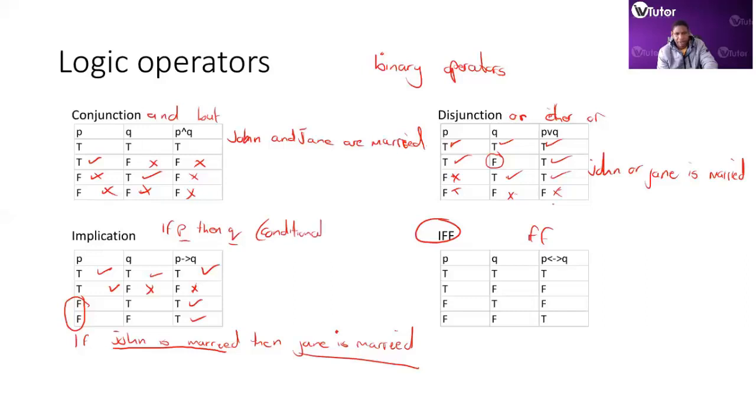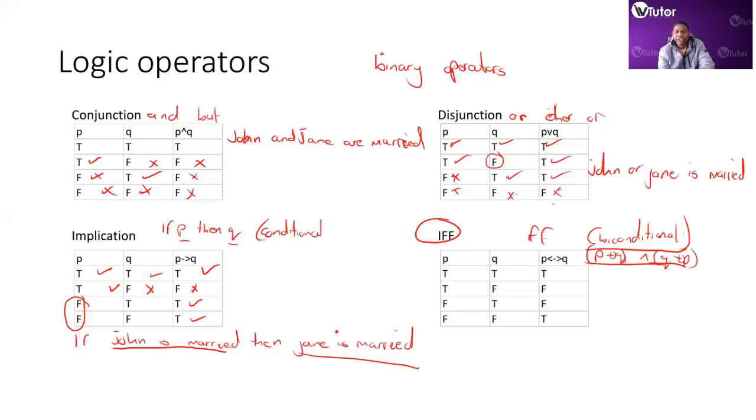This is a biconditional. What does this mean? So this is derived from two operators that we have already looked at. It can be written as P implies Q and Q implies P. It is the conjunction of these two.